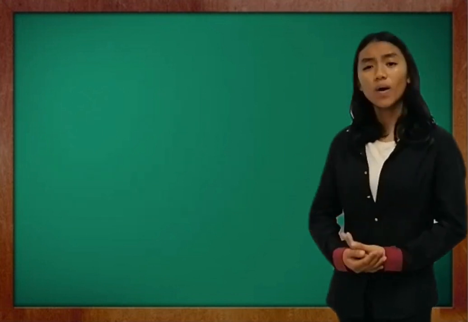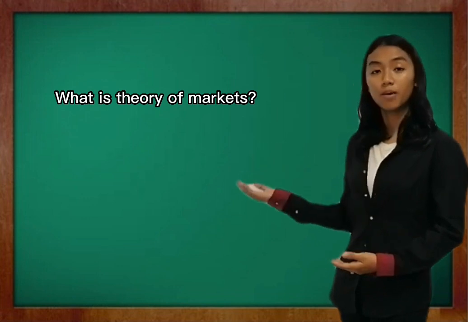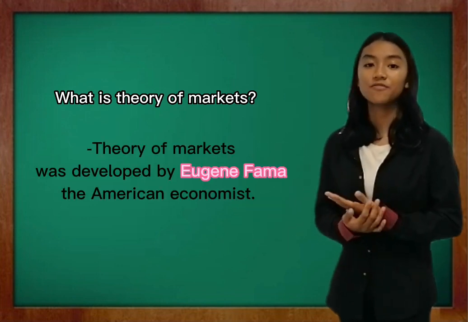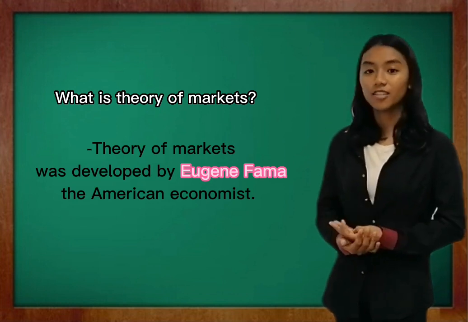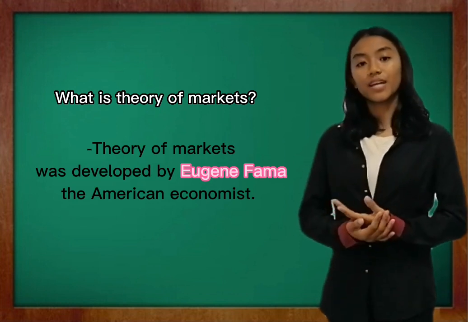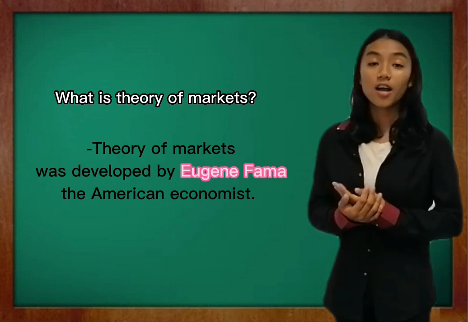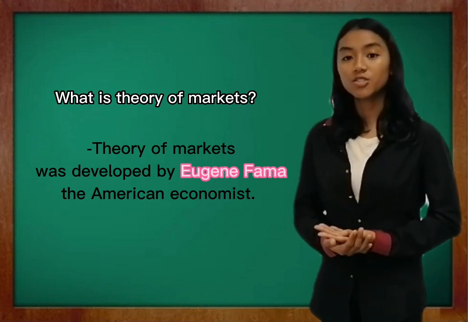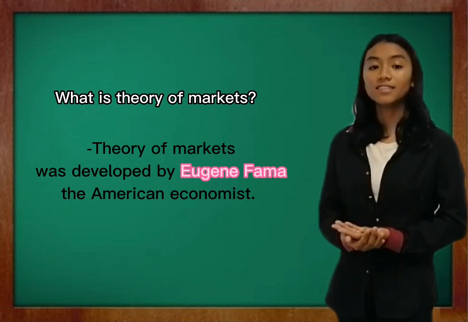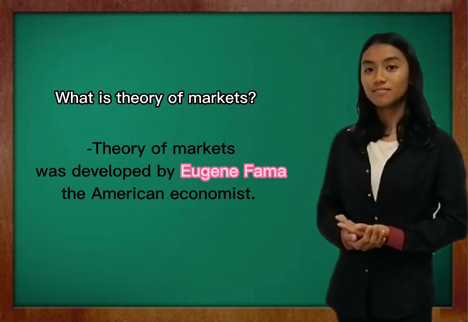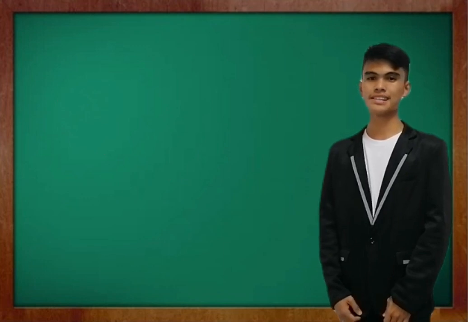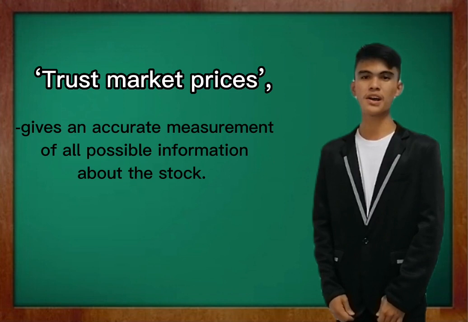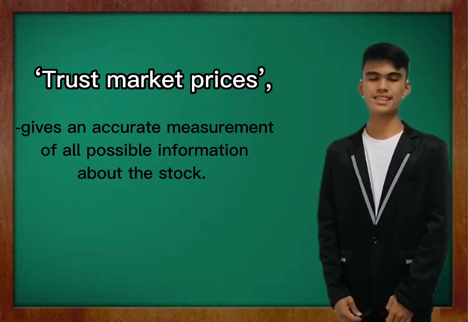So, what is the theory of markets? Theory of markets was developed by Eugene Fama, the American economist. In this theory, stock prices are accurate, meaning they already give a correct measure of the value of a stock based on all information. To sum up the theory, the slogan, "Trust market prices," gives us an accurate measurement of all possible information about the stock.